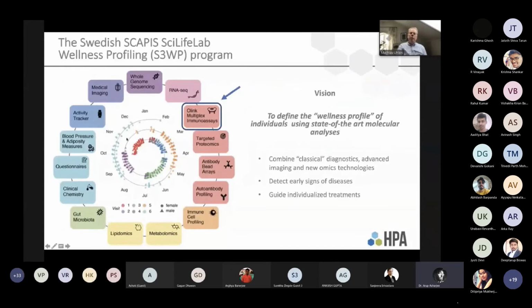So with that technology, we have then looked at different patient cohorts, and this just shows you the Swedish SciLifeLab Wellness Profiling Program, where 100 individuals have been followed for 2 years. We're taking samples every 3 months, and then we analyze them with whole genome sequencing, Olink Explorer, targeted proteomics using mass spectrometry, immune cell profiling, metabolomics, again using mass spectrometry, gut microbiota, and so on. So these 100 individuals, I think, are the best studied individuals in the world, actually.